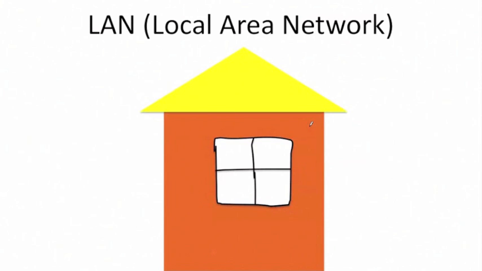LAN, or local area network, is one of the three types of networks that are most commonly used currently. LAN is the smallest type of network out of all three types. It is a computer network that is used only in a house or a building. It does not include multiple buildings, so it can be only inside your house, not the other parts of the city.